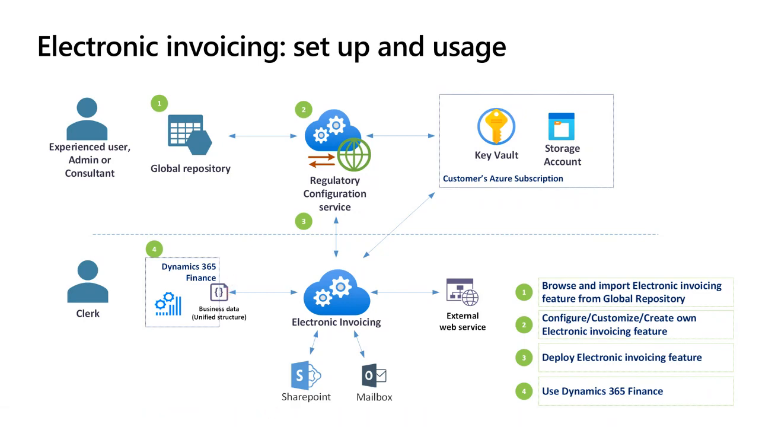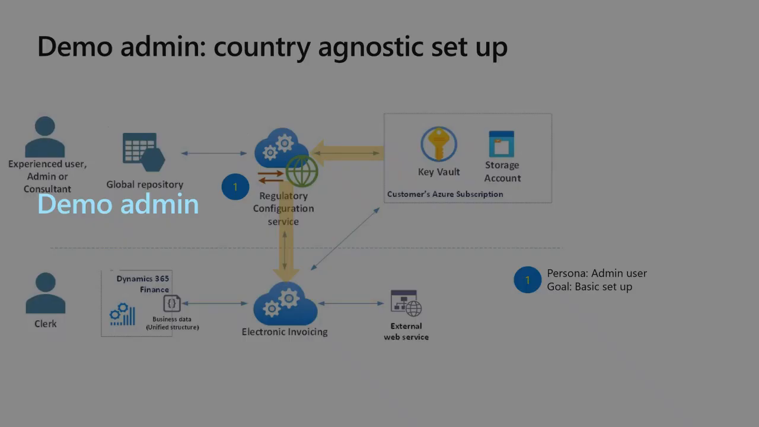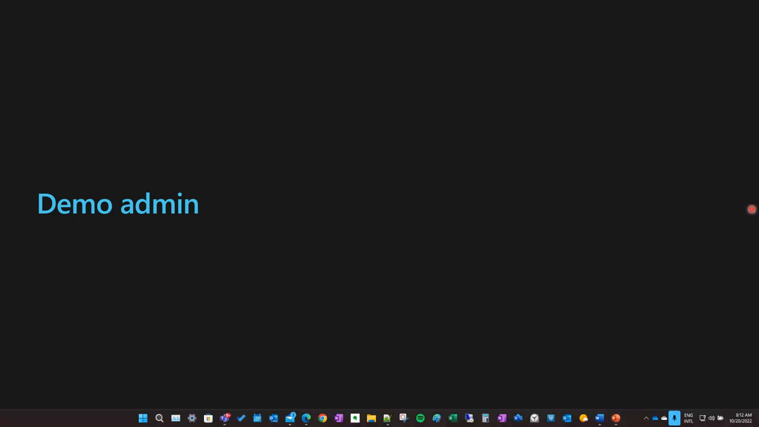Okay, so then let's start with our first demo. In this demo, I will show you the admin experience. This first part of the configuration is country agnostic. That means that regardless of the country where you are going to use it, you have to do this because this is a common setup for every country. The goal of the admin is to make the basic setups using RCS. So let me switch here to my environment.